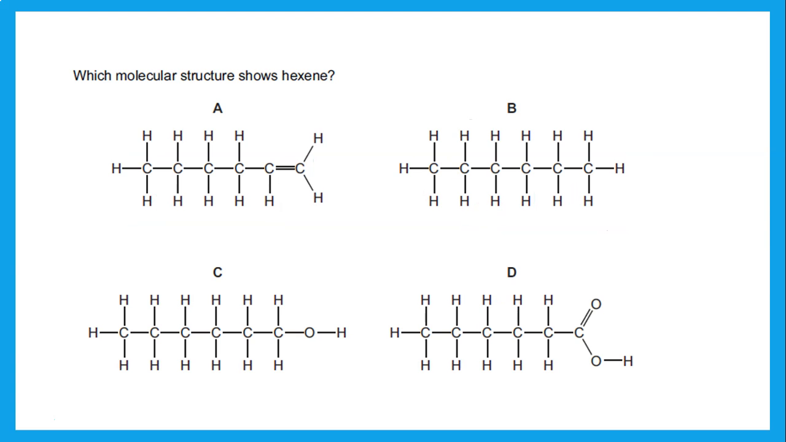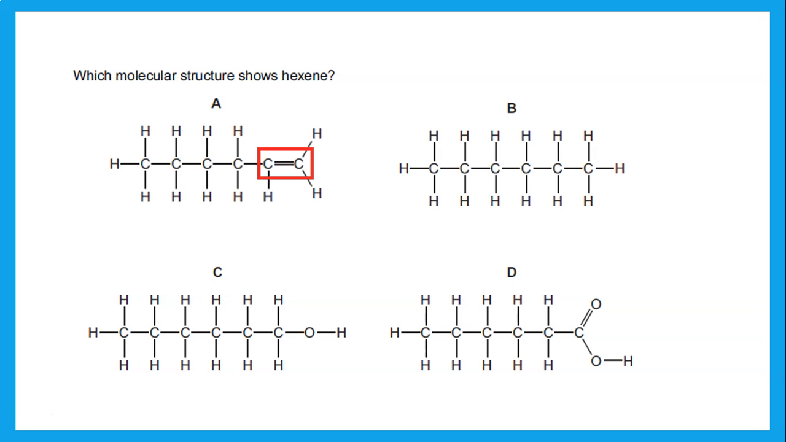Okay. Which molecular structure shows hexene? Well, even if you don't know what hex is, all of these choices have 6 carbons. But ene means what? You should realize that ene means an alkene with a double bond. So the structure that is hexene is the one that has a double bond between carbons.